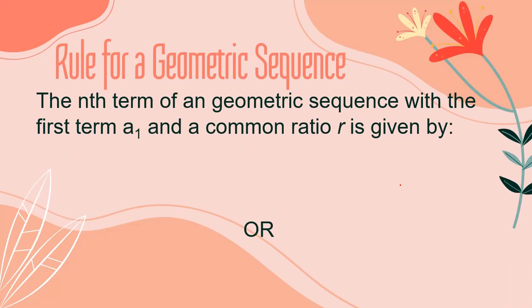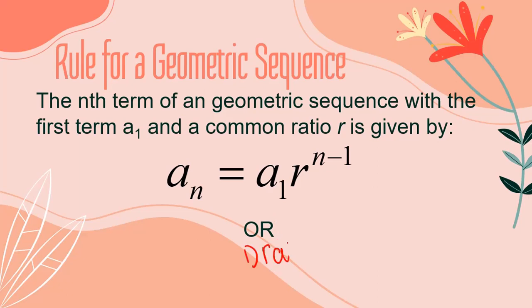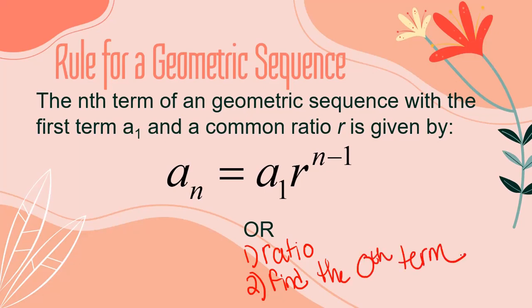Now, the rule for a geometric sequence, kind of like how we have a rule for an arithmetic sequence, is a sub n equals a sub 1 times the common ratio to the n minus 1 power. Now, there is another way. If you don't want to have to memorize this formula, you can first find the common ratio, okay? And then what you can do is find the 0th term. So they're always going to give you the first term.